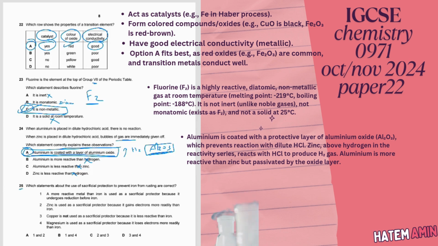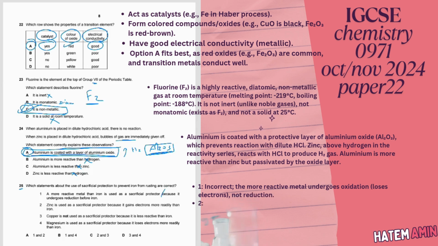The question is, which statements about the use of sacrificial protection to prevent iron from rusting are correct? Okay, the first one, a more reactive metal than iron is used as a sacrificial protector because, okay, up till now it is correct, because it undergoes a reduction before iron. Reduction? No, of course not. Oxidation before iron, as they are metals, they get oxidized before iron. Okay, so the first one is not correct.